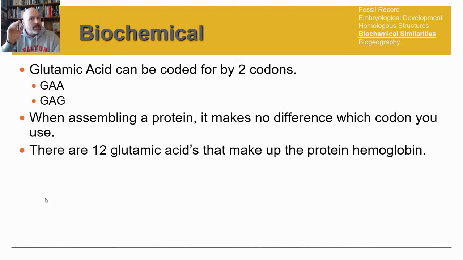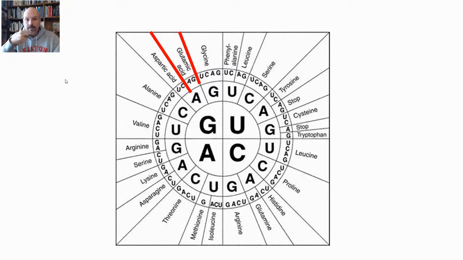Anyway, glutamic acid. If you're not familiar with glutamic acid, it's an amino acid, and there are 2 codons that code for it, GAA and GAG. When you assemble a protein, it doesn't matter what order those go in. If you've got 20 GAAs in a row, you've got 20 glutamic acids. If you've got 20 GAGs in a row, you still have glutamic acid. Because of the wobble, these are both purines, you're going to get the same amino acid. So it really should not matter which one's where. Here's a codon chart to represent what I'm talking about.